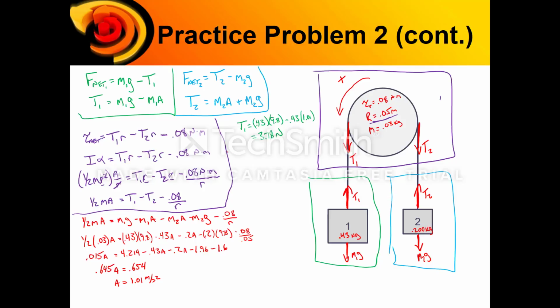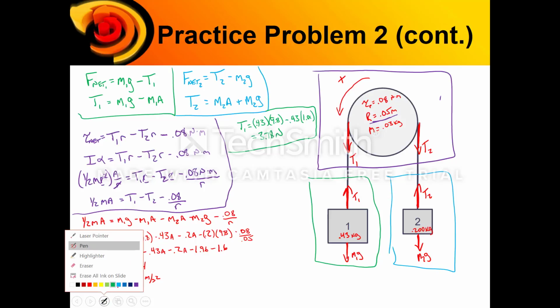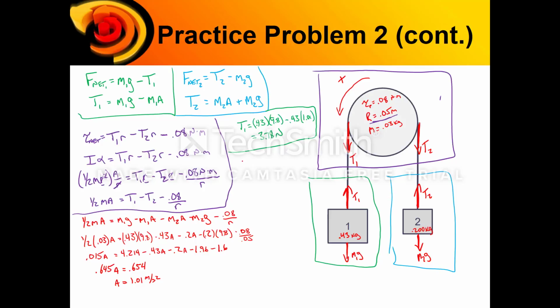We get that the first tension is 3.78 newtons. Then we can plug in for our second tension. And that tension is 2.162 newtons.